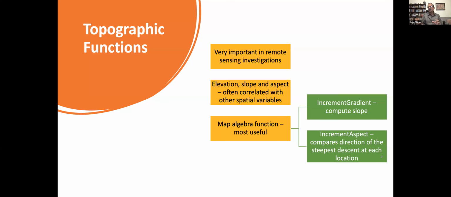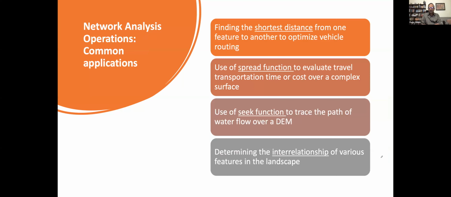Similarly, you can ask the computer to create a map of aspect, how the direction of the slope is different in different parts of the area. So all of these maps are created in a very simple click function using the GIS mode, and so on. Now, finally, the network analysis function.